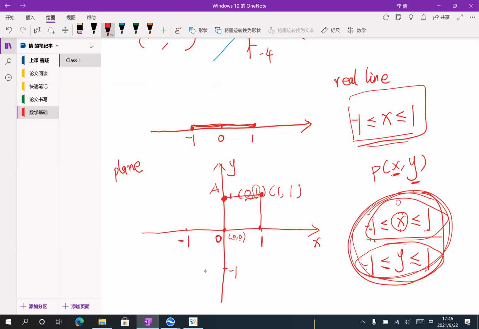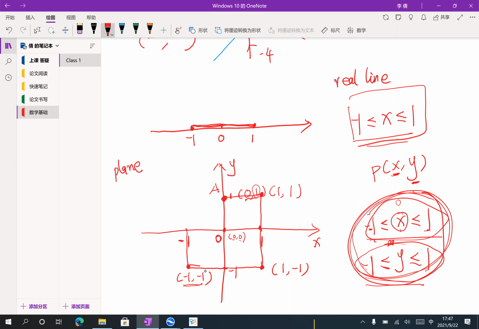We also see this point, and the ordered pair of this point will be 1, -1, right? And this point also satisfies this inequality, right? Okay, let's see this point in the third quadrant, and the ordered pair of this point is -1, -1, right? And this point also satisfies this inequality, right?